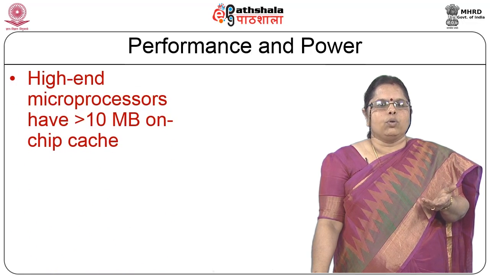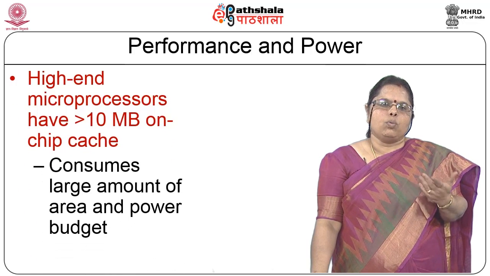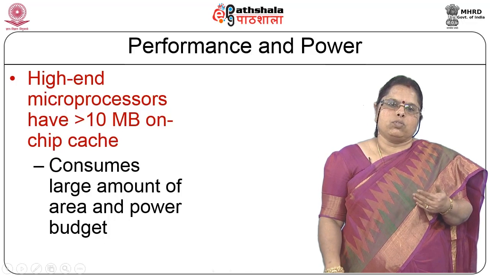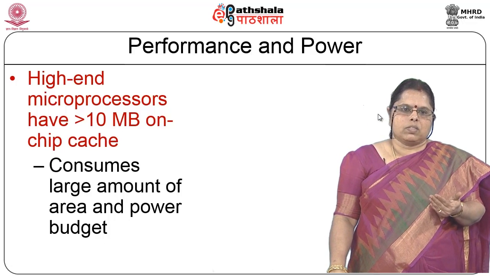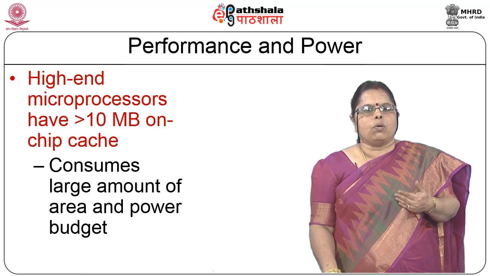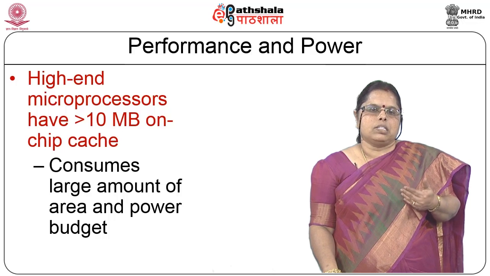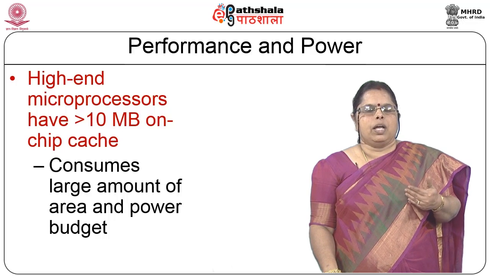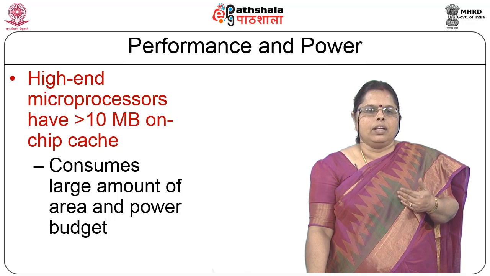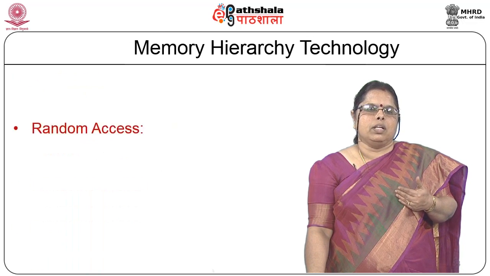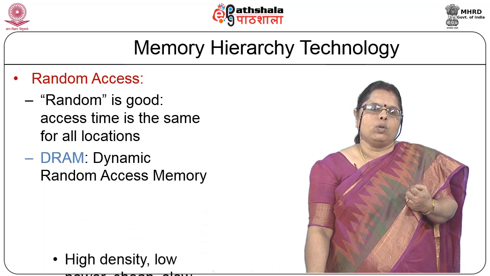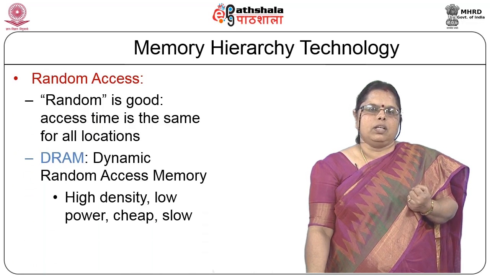The other thing that you will also have to look at is not to worry only about the performance, but also about the power consumed by these memory devices. So, high-end processors normally have at least 10 MB of memory on chip as cache. This consumes a large amount of area and the power also considerably increases. So, with those basics, we will try to look at the different types of memories that are available.